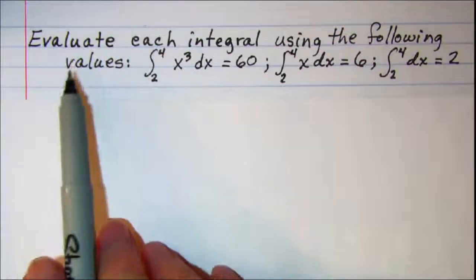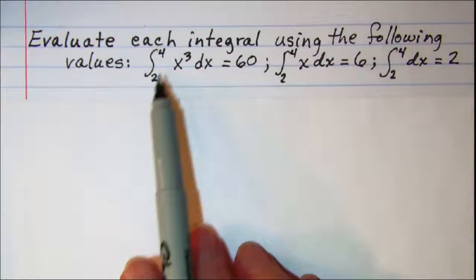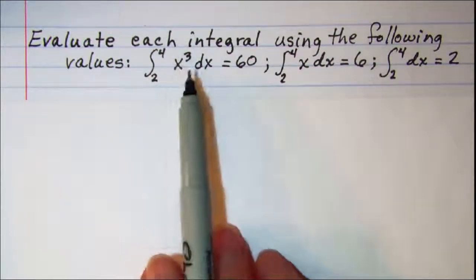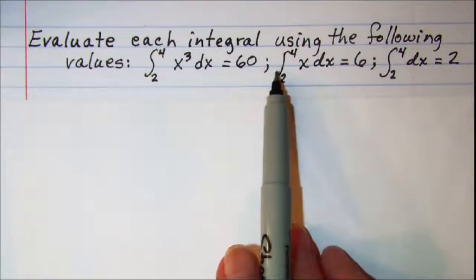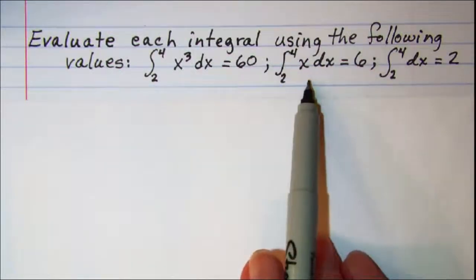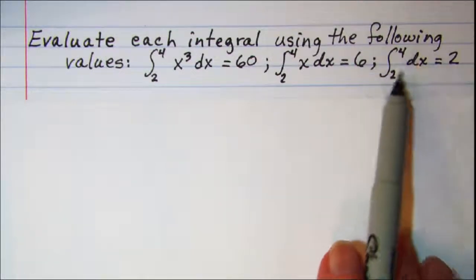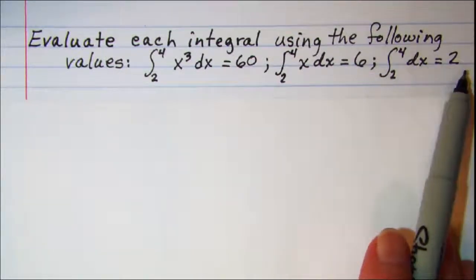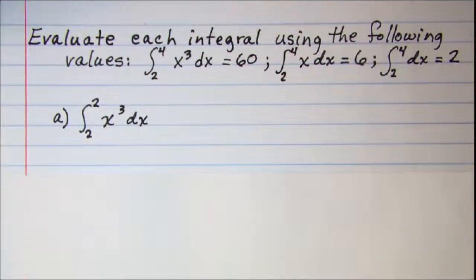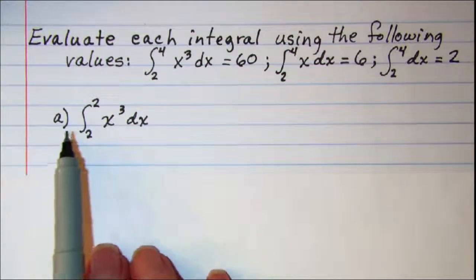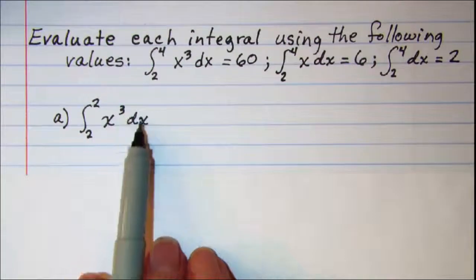So our given information, we're asked to evaluate each integral using the following values. The integral from 2 to 4 of x cubed dx is equal to 60. The integral from 2 to 4 of x dx is equal to 6. And the integral from 2 to 4 of dx is equal to 2. Our first problem is to evaluate the integral from 2 to 2 of x cubed dx.